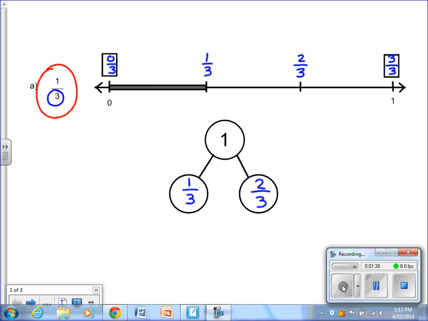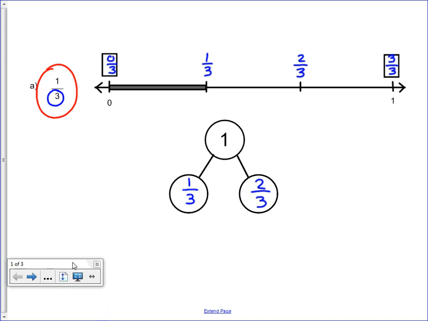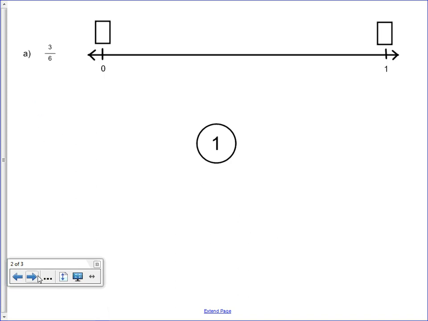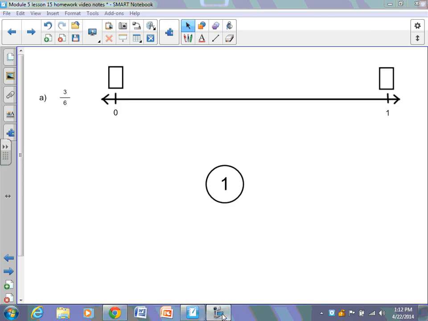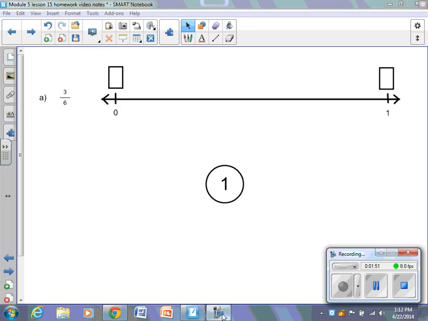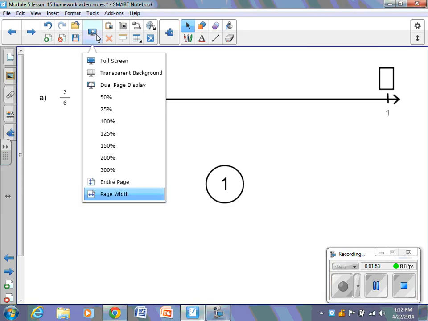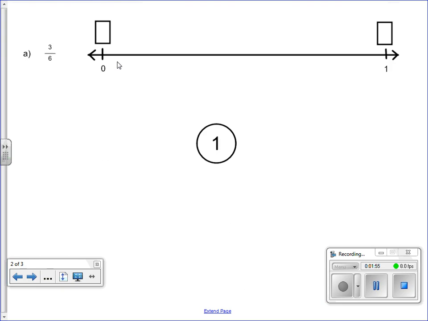Now let's take a look at another example. Our other example is 3/6. Don't mind the letter here. It is supposed to be B, but we have it as A. It is B on your worksheet. Our fraction for B is 3/6.